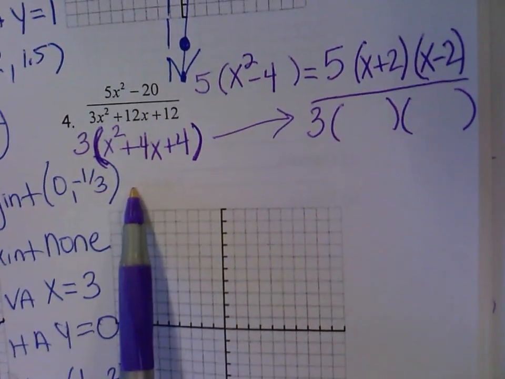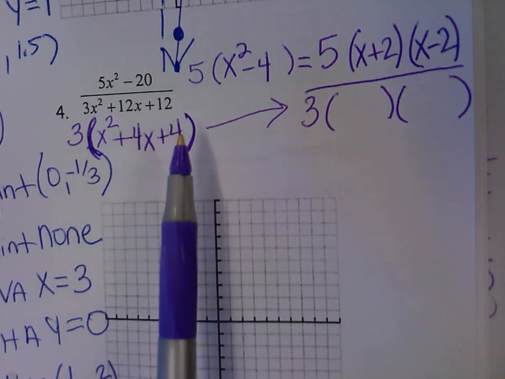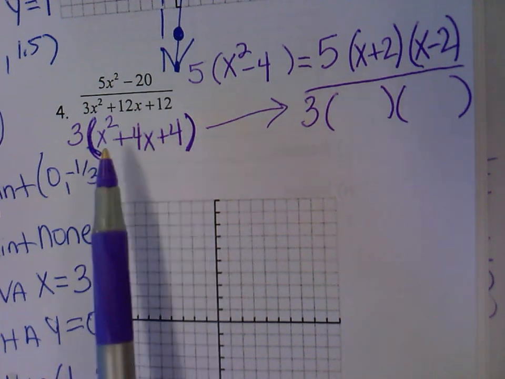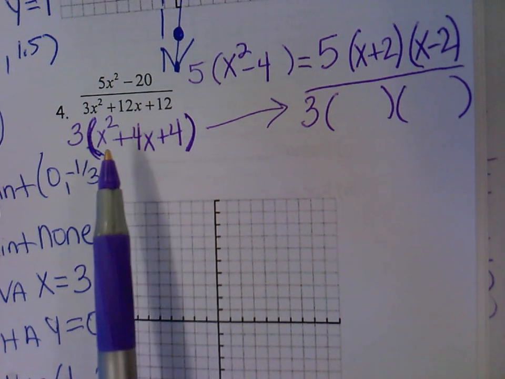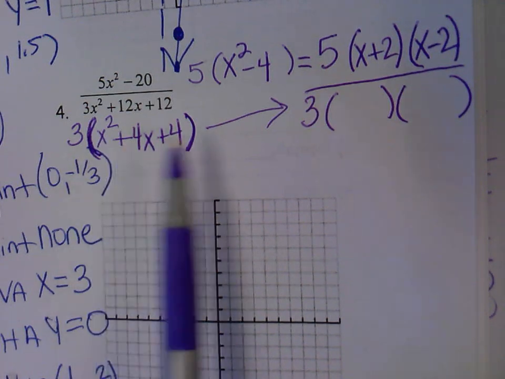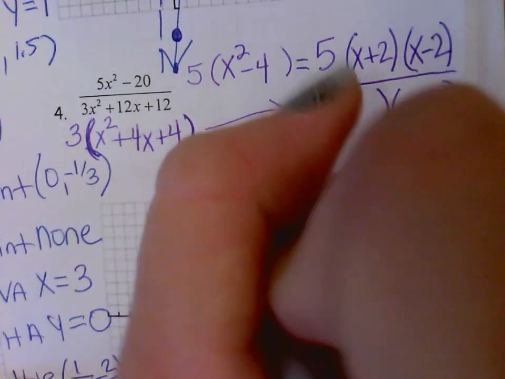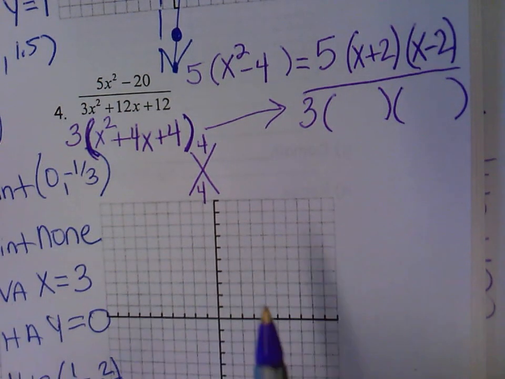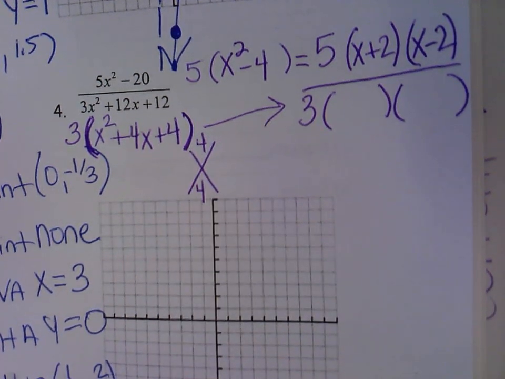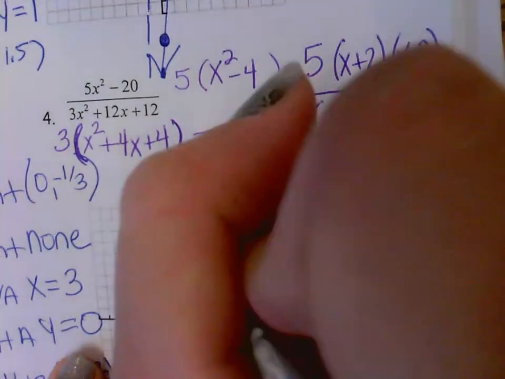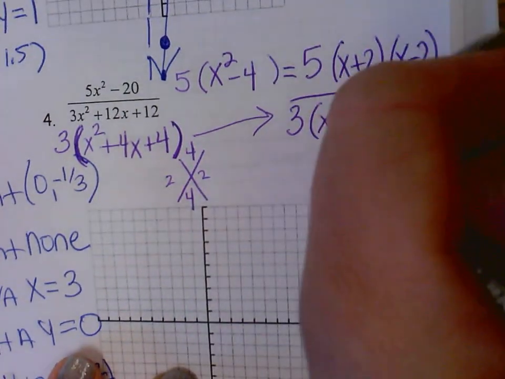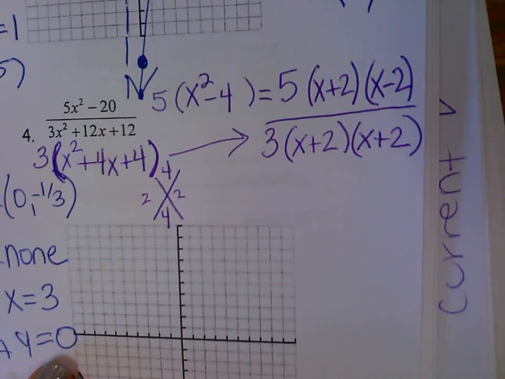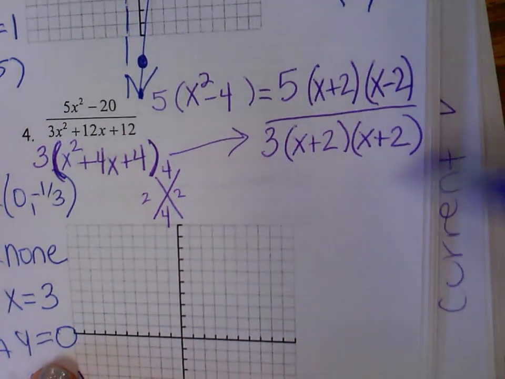Because now I need to factor the x squared plus 4x plus 4. So this is a trinomial. So what method do I use for a trinomial? Diamond. So I'm thinking in my head, what are the factors of 4 that add up to 4? 2 and 2. So I end up getting x plus 2, x plus 2 over here. So this is my factored answer. That was a lot of work.